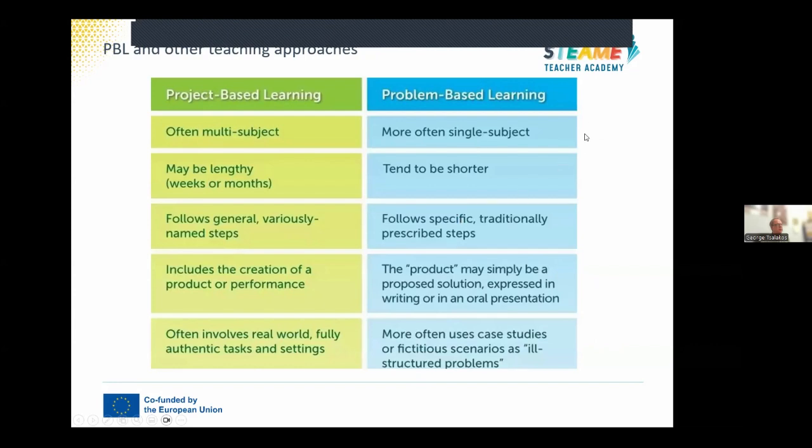And some distinction between project-based learning and problem-based learning. You see some differences here. Often project-based learning is multi-subject, interdisciplinary, while problem-based learning is more often a single subject. The length of time is also different for the two kinds of approaches.